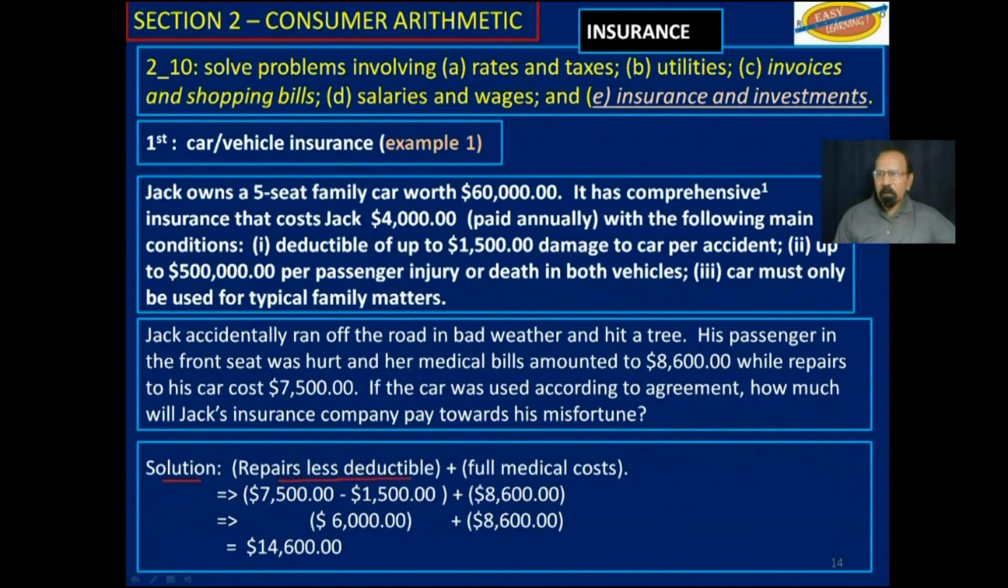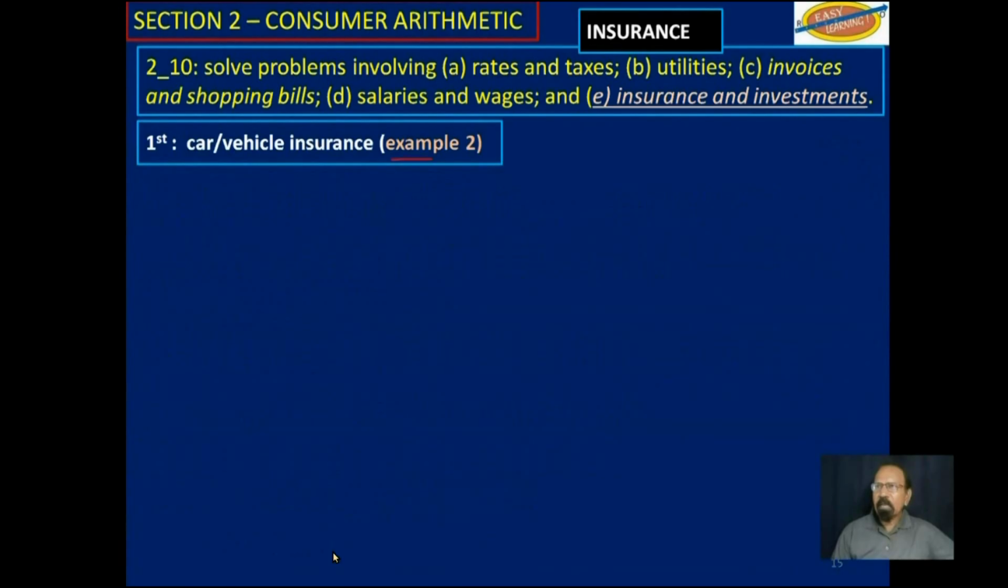So, solution: repairs less deductible plus full medical costs. So the repairs cost $7,500. Deductible is $1,500. So you subtract the $1,500 from the $7,500, and you get $6,000, plus the medical bills, the full medical bills, and that will amount to $14,600. Now, example two, we are still on car and vehicle insurance.